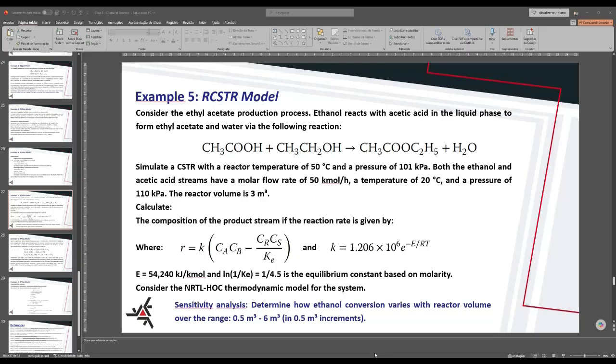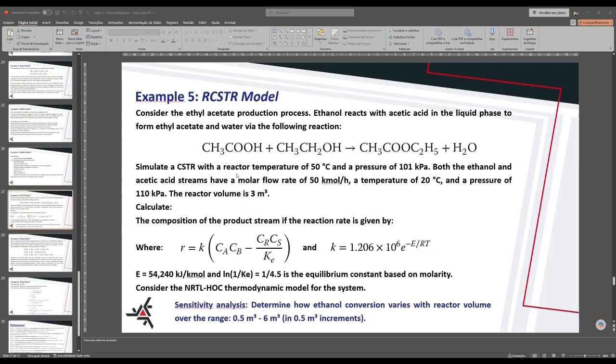Now in example 5 we are going to simulate a CSTR model. Okay, so let's understand our problem and let's practice it on Aspen Plus. Consider the ethyl acetate production process. Here ethanol reacts with acetic acid in liquid phase to form ethyl acetate and water via the following reaction. So this is the reaction. Here we have ethanol, acetic acid, ethyl acetate and water.